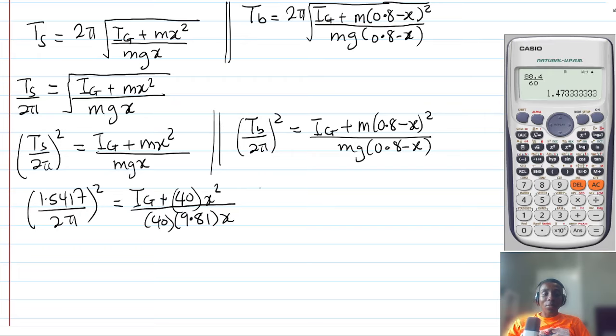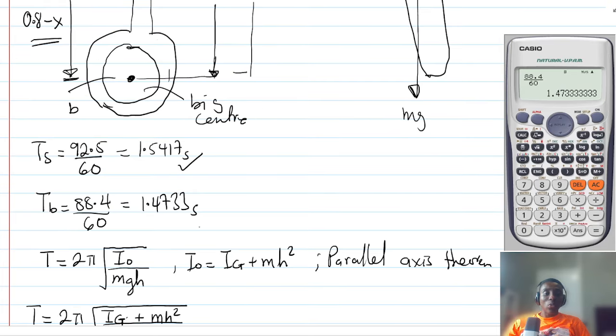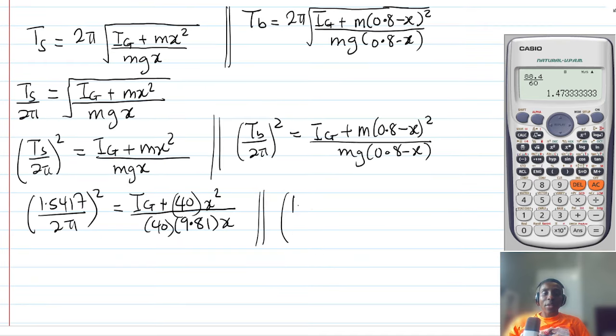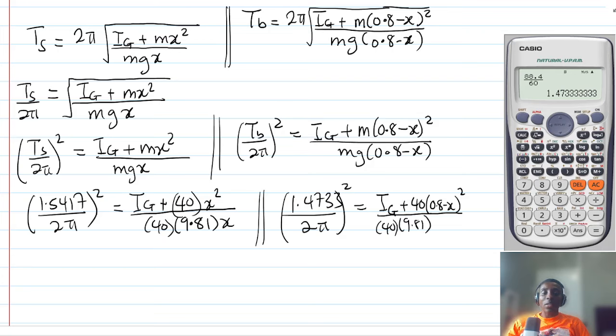And then if you come to this aspect, you see the same thing, but this time around you are going to use the big period, and that is 1.4733. So 1.4733 divided by 2π, and then squared, should be equal to Ig, plus 40 multiplied by (0.8 minus x) all squared, all divided by 40 multiplied by 9.81 multiplied by (0.8 minus x).